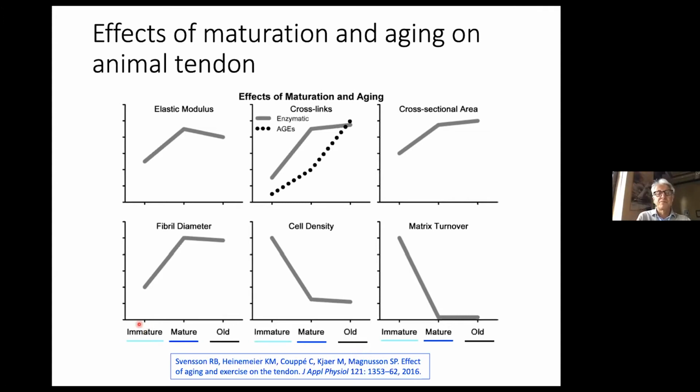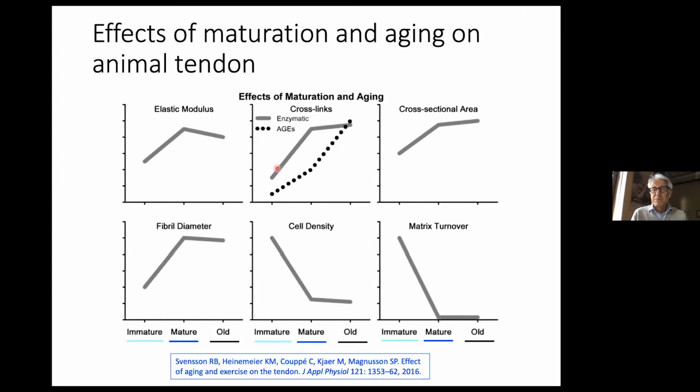During the development phase, we can see that fibril diameters increase, cellular density decreases as the extracellular matrix volume increases, and the matrix turnover decreases. The elastic modulus drastically increases during development, and also the cross-links are drastically increased, and so does the cross-sectional area. But with aging, the elastic modulus is more or less constant. It shows a small decrease.